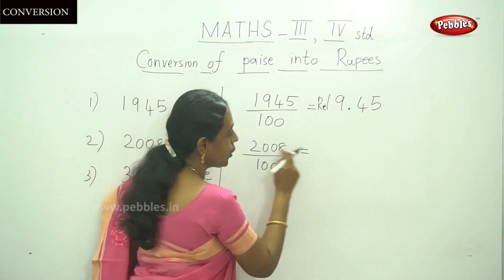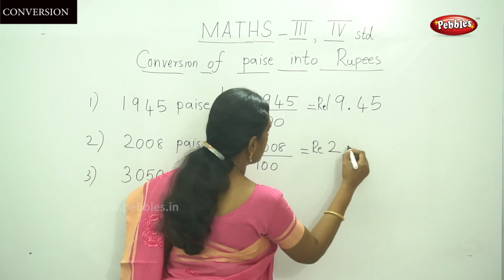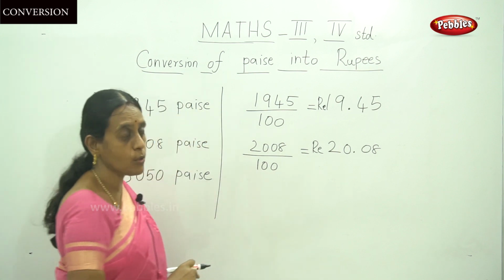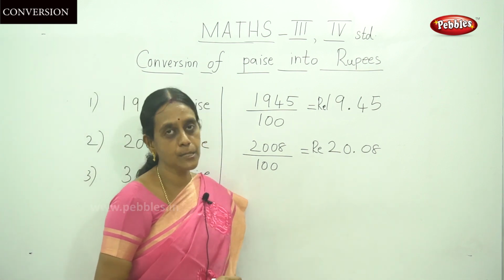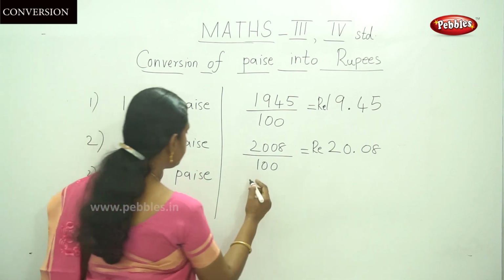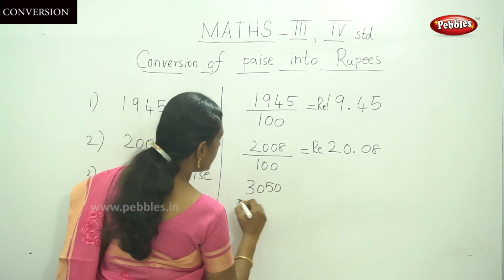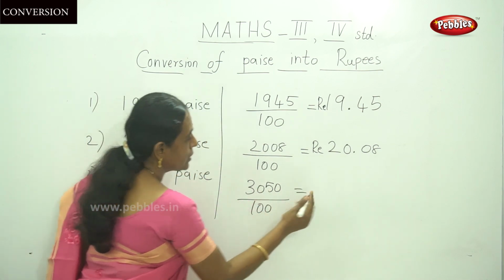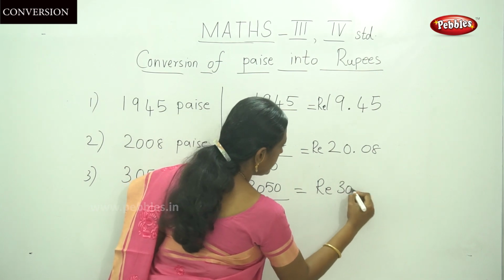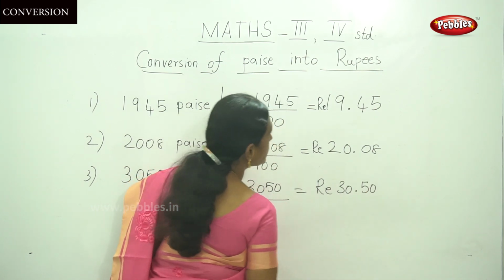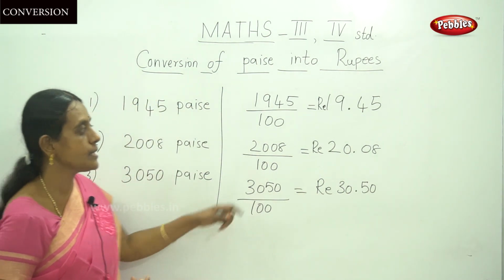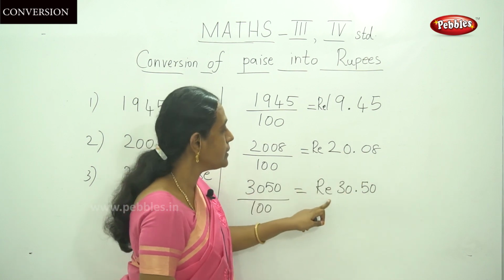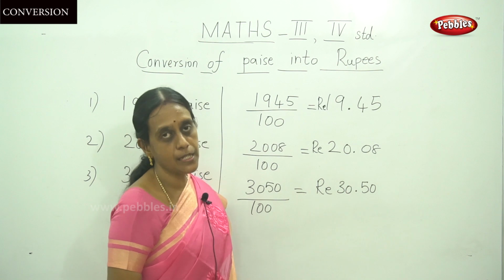Again you have to make a dot here, that is rupees. Make a dot and 08 for 100, because of 20 here itself. So make a dot, that is rupees and paise. And here, 3050 divided by 100 is equal to 2 digits at all. Rupees 30 dot, that is 30 rupees and 50 paise. That is 19 rupees 45 paise, 20 rupees 8 paise, and 30 rupees 50 paise.